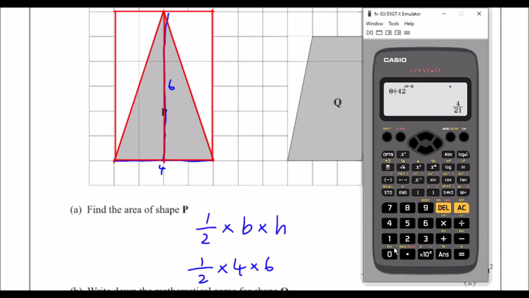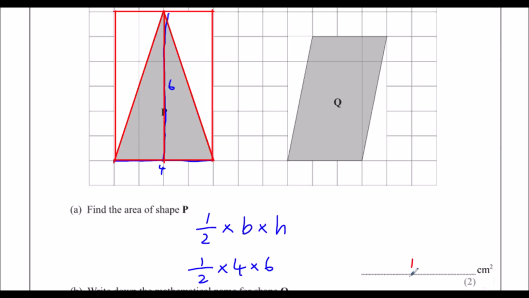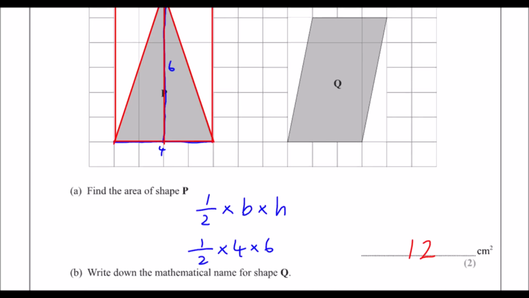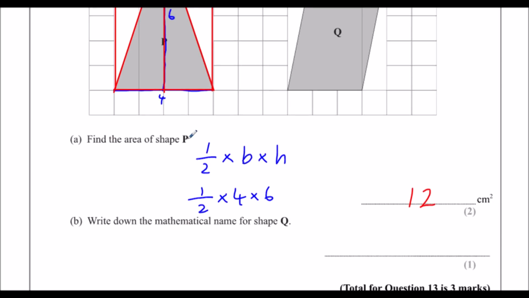So half times base times height is 12. So it's 12 centimeters squared. If we'd even counted these squares here, we would have got 24 squares for the whole rectangle and then half it for 12. Part B, write down the mathematical name for shape Q.